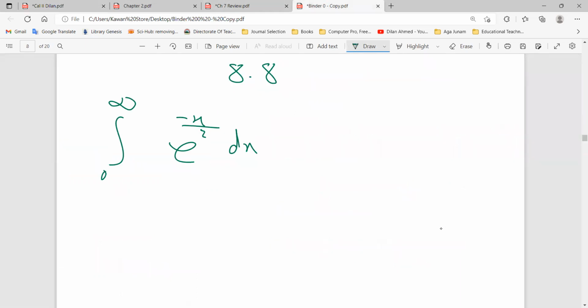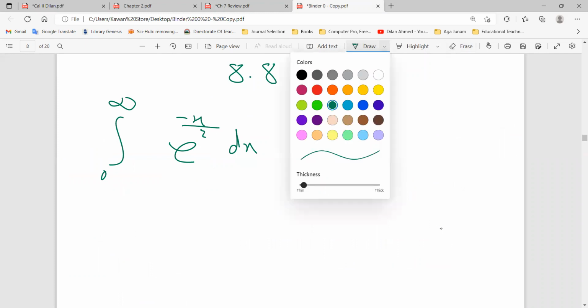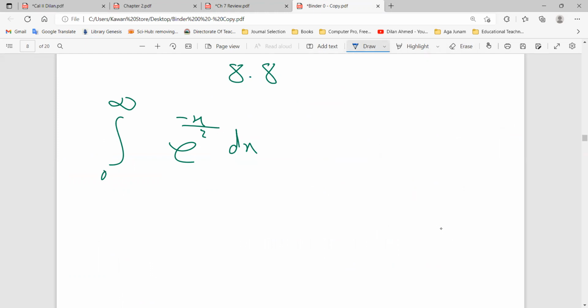So how do we solve that one? Without any hesitation, just change this infinity. It's the first type. We see that we have two types of improper integrals. That one was infinities. That one is a vertical asymptote. So this is the first type.